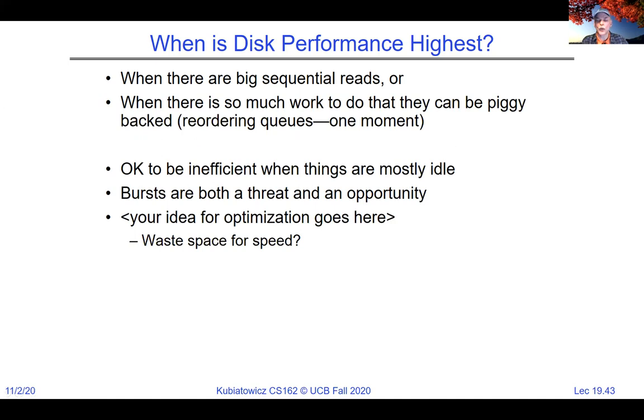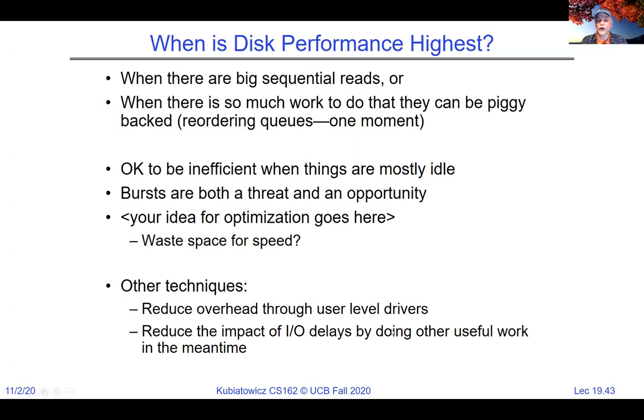You know, maybe you waste space by replicating things so that when you go to read, it's faster. So when we talk about RAID, one of the things we get out of RAID is we have multiple copies of things, which makes it faster to read when we're under high load, because we can choose to get our data off of any of many different disks at a time, okay? So that gives us a way to do parallelism.